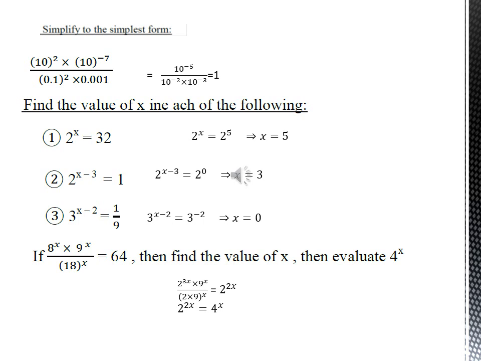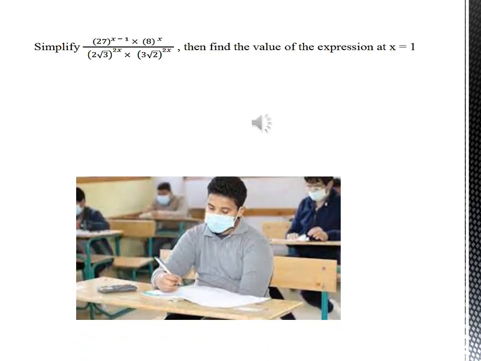equals 64 power x, we must do it in the same way. The two bases equal, then we will find the value of 4 power x, which is equal to 2 to the power 2x. This question I will make as a competition. Whoever solves it right, I will give him a prize.